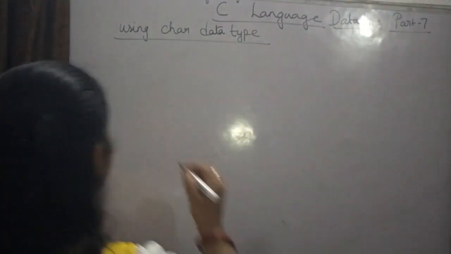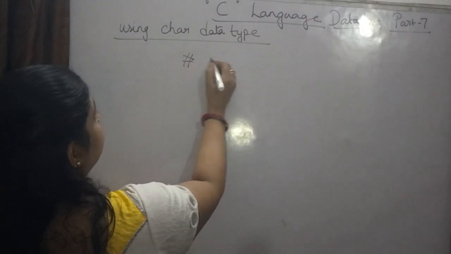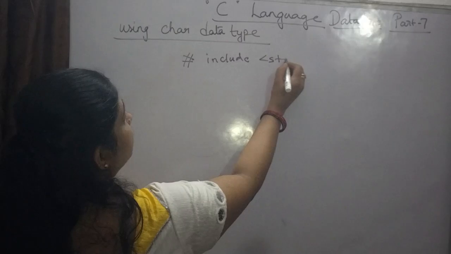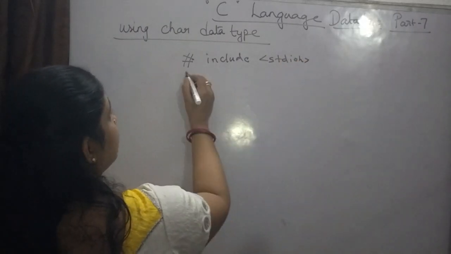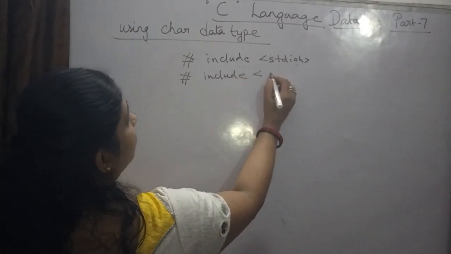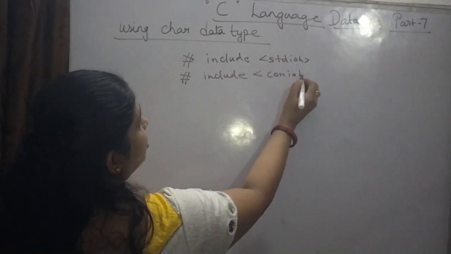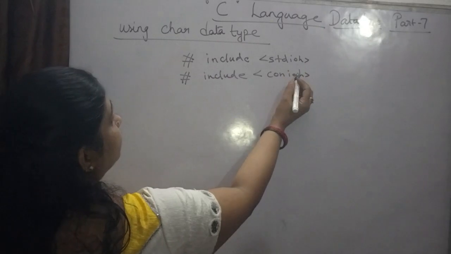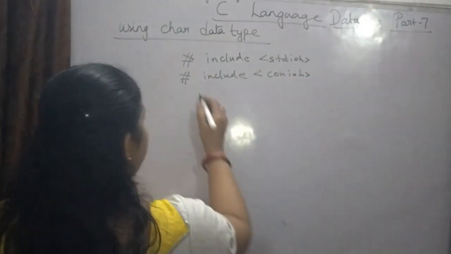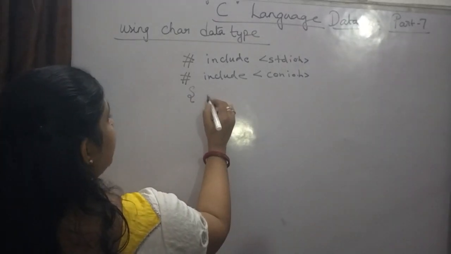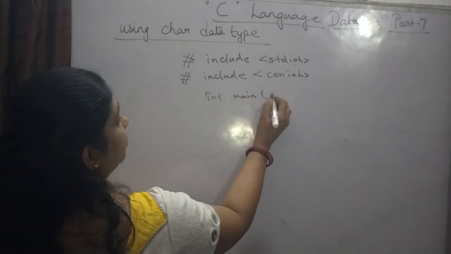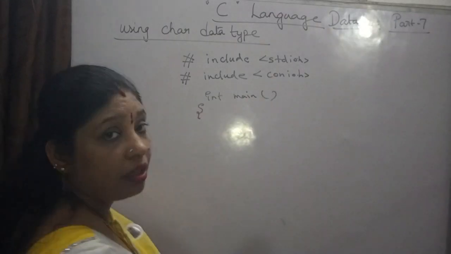Now for that you have to write the program like this: #include <stdio.h> #include <conio.h>. So these are the header files you have to include. Now entering into the program, int main.